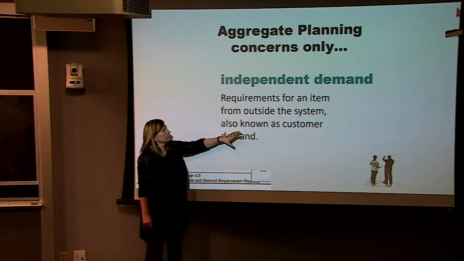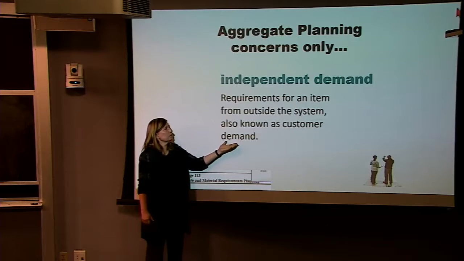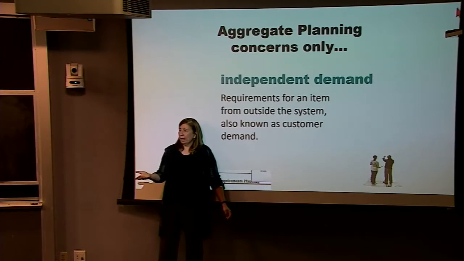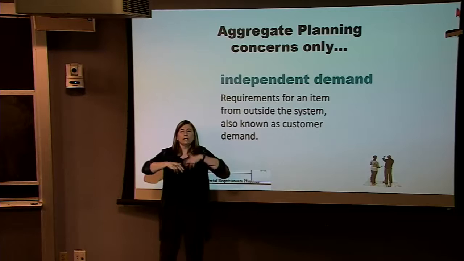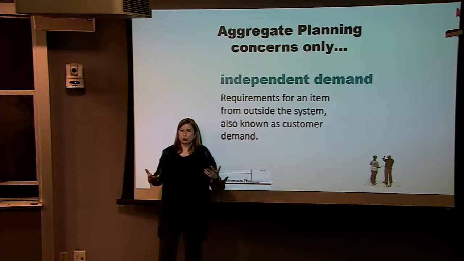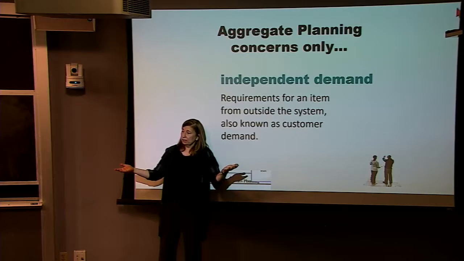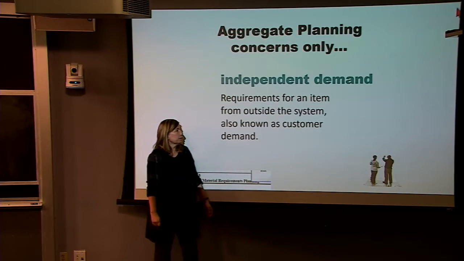Aggregate planning concerns independent demand. Now, this is the keyword definition for independent demand. Requirements for an item from outside the system. Generally known, like we're talking, as customer demand. What are the projected sales going to be? What are the customers going to want? What will we need to provide and when? That was that whole business about there was a string of numbers and that was the forecast. And the forecast was the overall demand on the system.